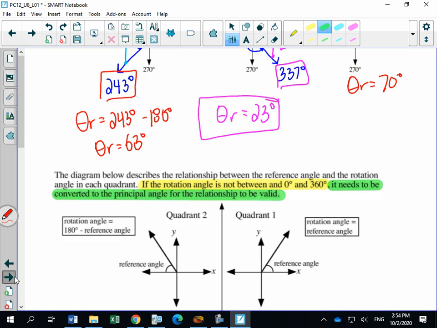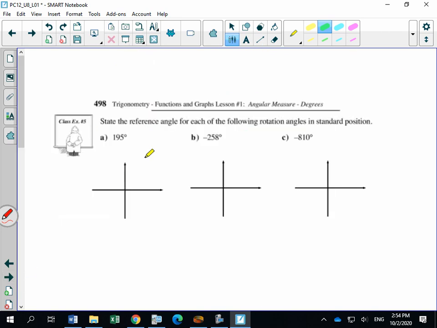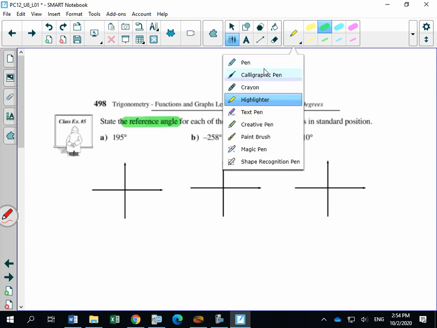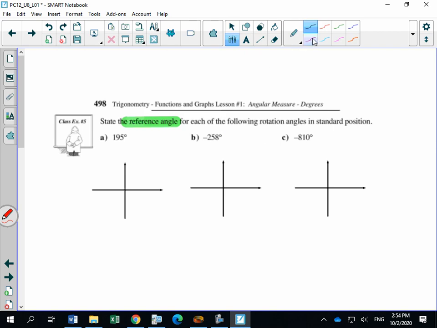Okay, let's go to class example 5. State the reference angle for each of the following rotation angles in standard position. So let's do this. All right, 195 degrees. So remember, you're always going to be given a Cartesian plane that's not labeled, or you'll be drawing your own. So we know that this is 180 degrees. 195 would go slightly past that.